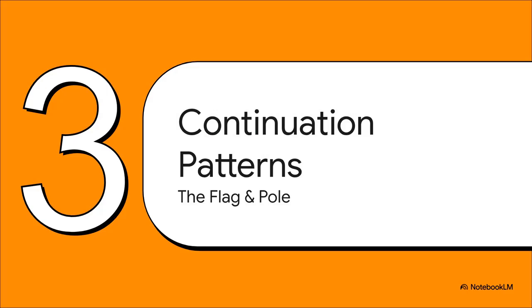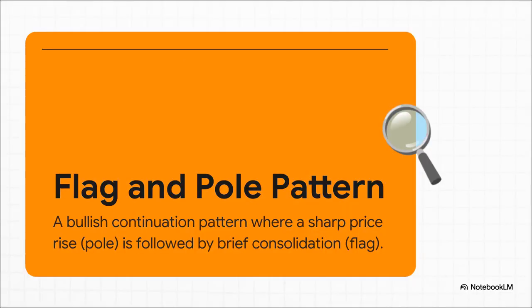Okay, so we've seen patterns that tell us a trend might be reversing. But what about patterns that signal the trend is just taking a quick break before it keeps going? These are called continuation patterns, and one of the most common is the flag and pull. The structure here is actually really simple and intuitive. First, you get the pull, which is a sharp, almost vertical move straight up, and then the price just takes a breather. It consolidates in a small downward sloping channel, and that's the flag. It's a signal that the market is just catching its breath before the next big move higher.